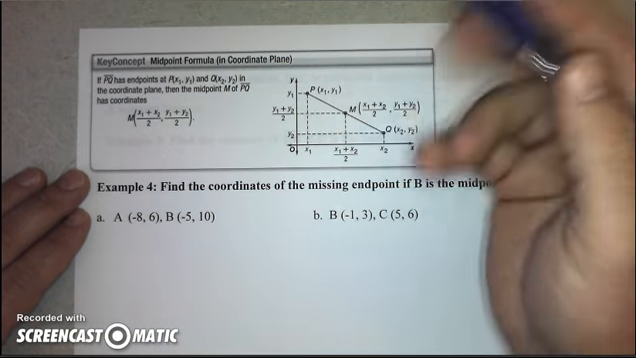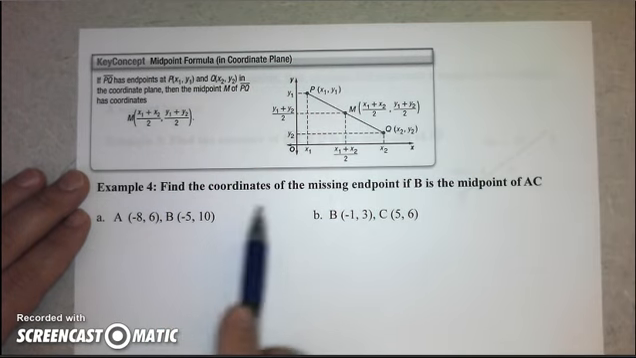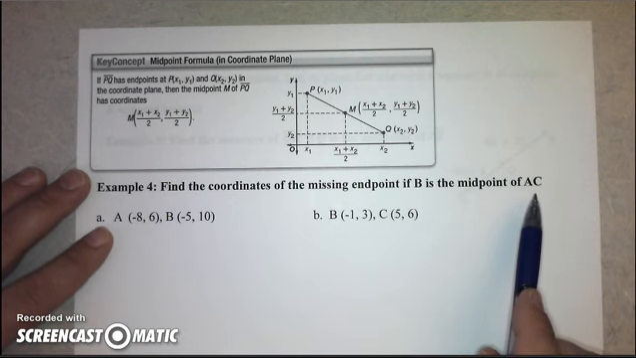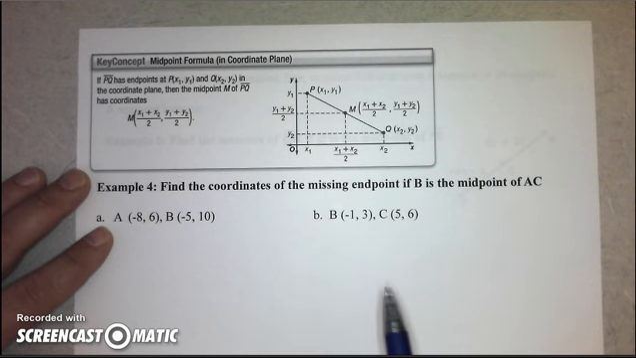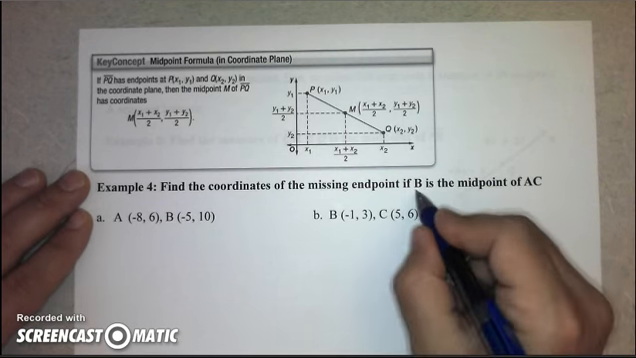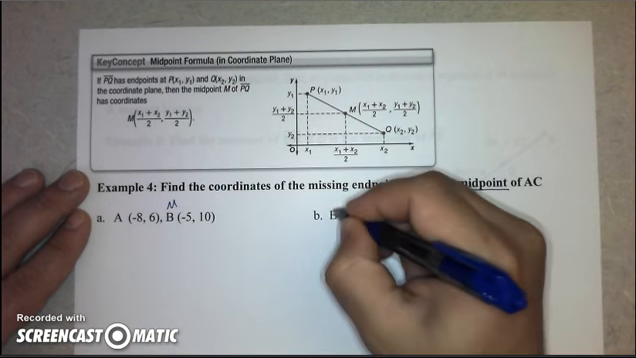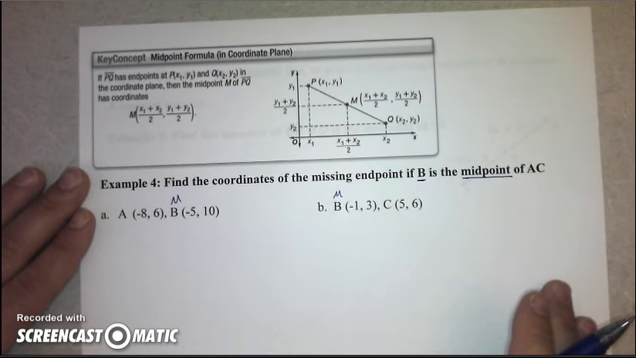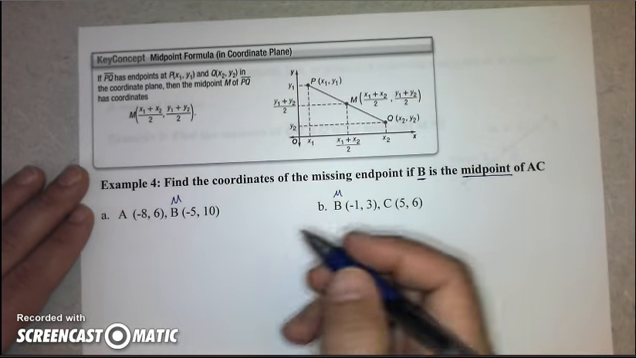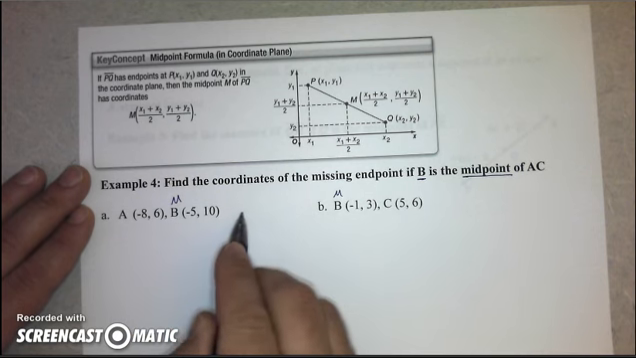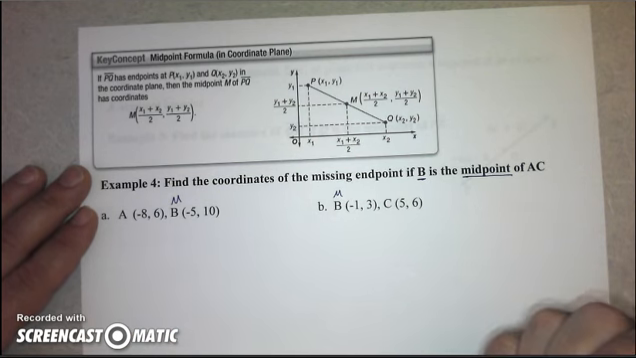Now it's a little bit trickier to solve these problems using midpoint when they give you one of the endpoint coordinates and the midpoint, and you have to find the missing endpoint. This time B is going to be the midpoint. So here is our midpoint for both parts of this problem. First, they give you the coordinate of A, and we want to find the other endpoint.